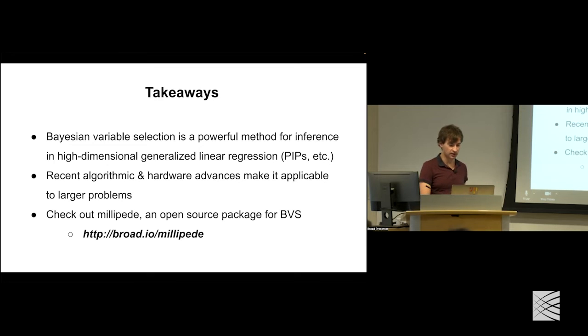If you want to try Bayesian variable selection on your data, check out this open source package that I wrote called Millipede. You can follow the link here at the bottom, and it supports a few likelihoods, including a normal likelihood for vanilla regression, but it also supports a few count-based likelihoods in case you want to do logistic regression or binomial regression and so on.